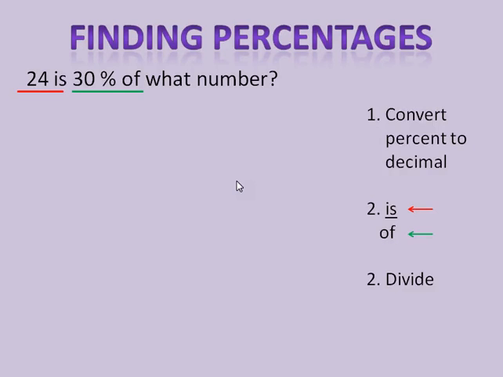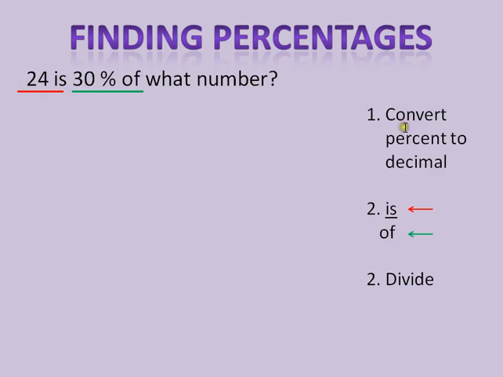Okay, we're going to explore yet another way to calculate percentages. Now, we're not actually going to find percentages because in this case they're going to give us the percentage, but we have a part of a number. So 24 is 30% of what big number? Now, we haven't figured that one out before.